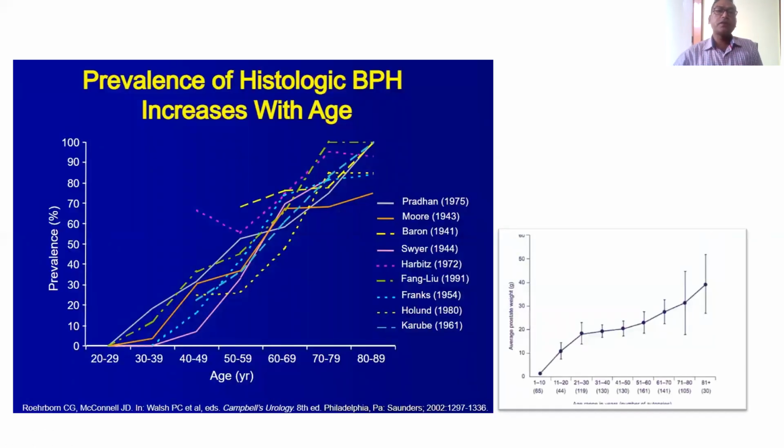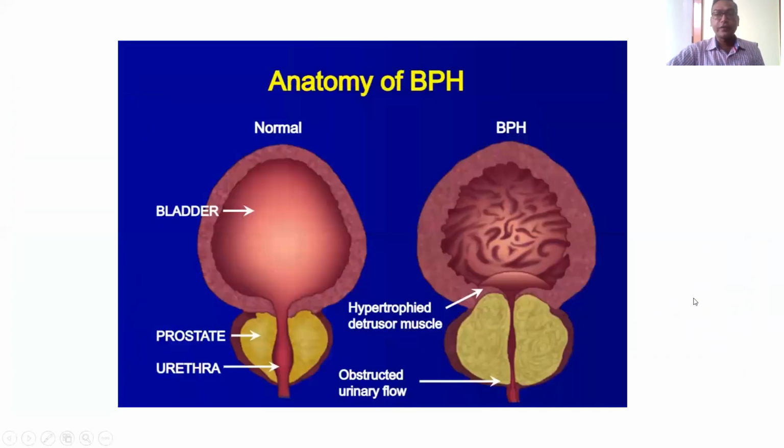The prevalence of histological BPH increases with age across all populations. Not only the histological grade, the weight of the prostate also progressively increases after the age of 30, and it remains stable for a while, from 30 to 50 years, with a slow increase in weight. However, after the age of 50 years, there is a sudden increase in the prostatic weight.